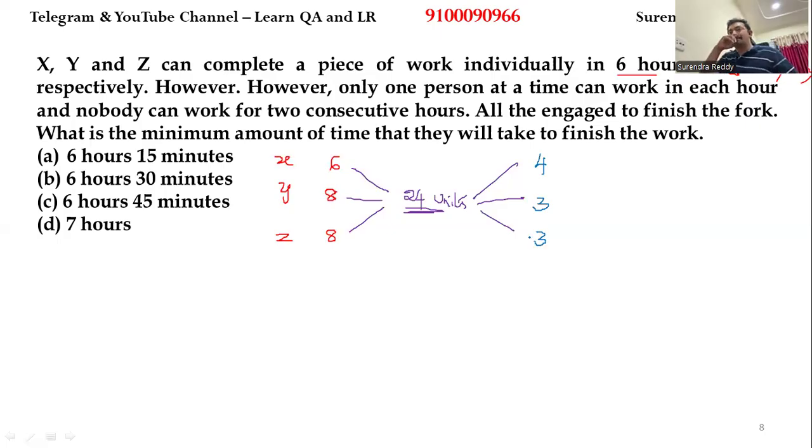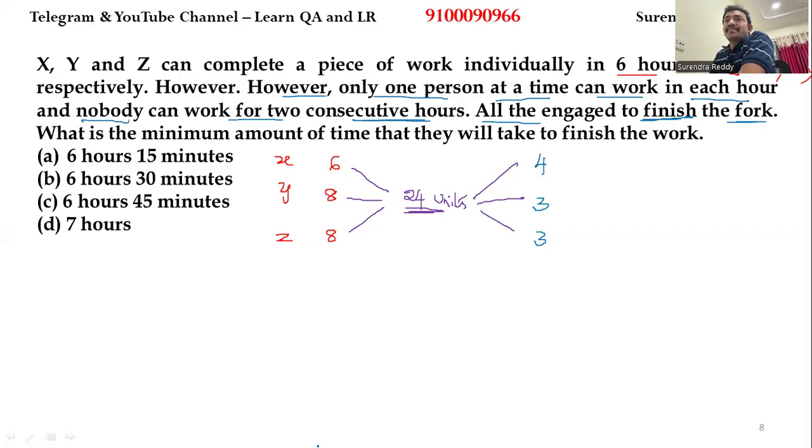This context is okay, but the very important aspect is understanding the remaining template. However, only one person at a time can work in each hour. Only one person is working each time, and nobody can work for 2 consecutive hours. So X alone is not possible, Y alone is not possible, Z alone is also not possible. XY or YZ or XZ, those are possible combinations. So all are engaged to finish the work. Somehow, everybody's contribution must be there to complete the piece of work.